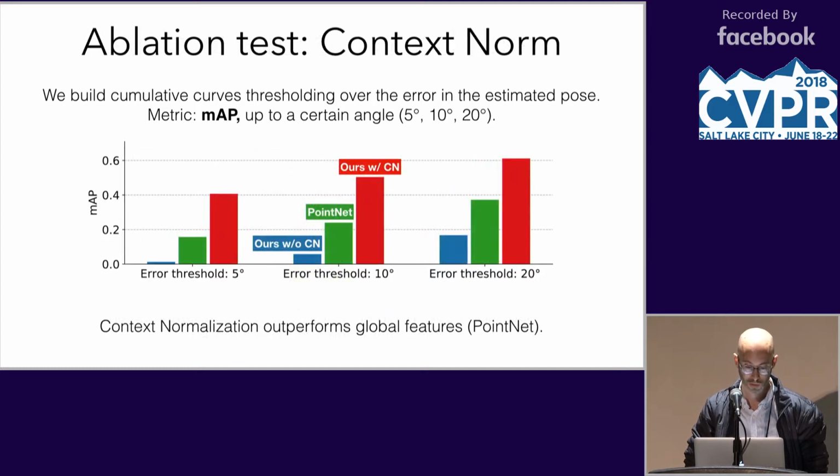We also evaluate the effect of context normalization. So without it, our network, that's the bar in blue, does poorly as expected because there is no global context information. But with it in red, it does very well. Additionally, we consider a point-net style architecture, that's the one in green, using a single global feature, which does quite well, but not as well as our approach for this problem in particular.